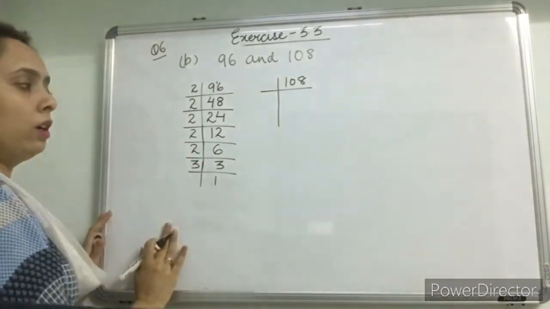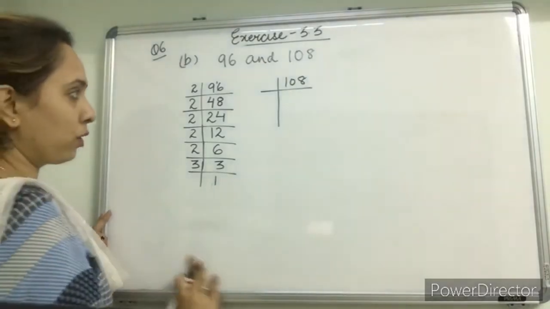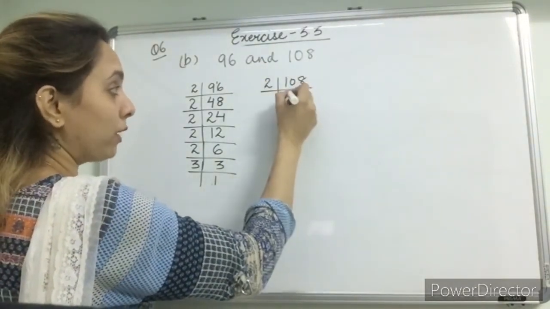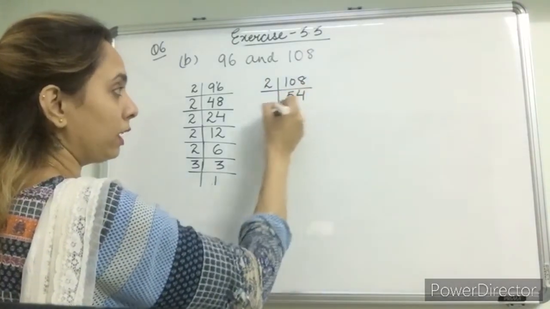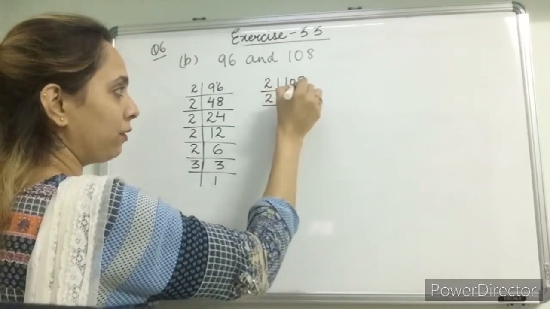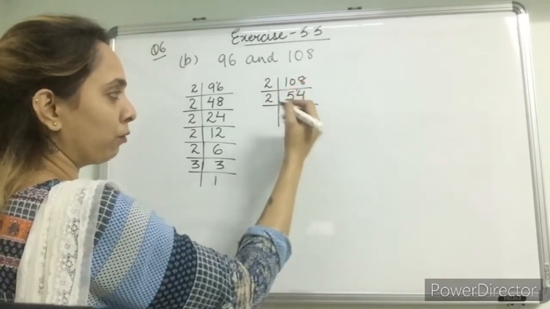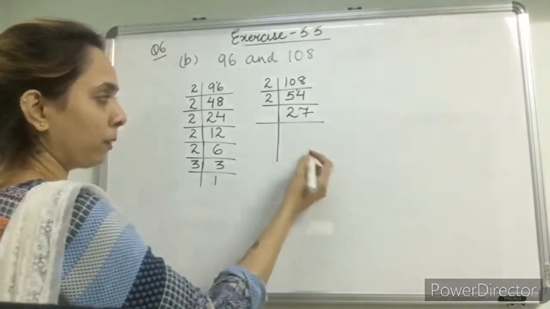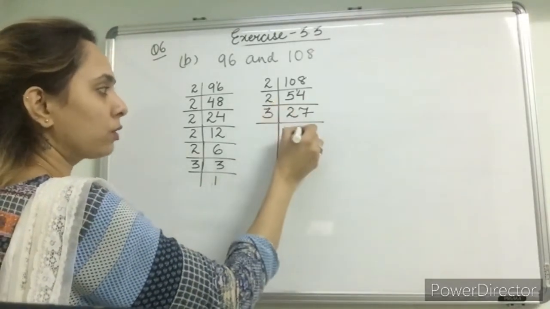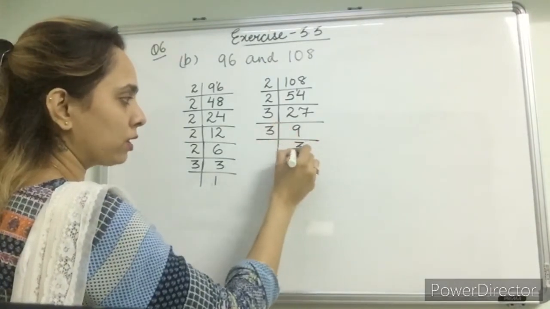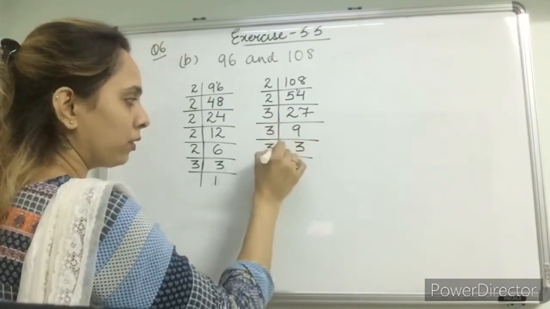So we are done with the prime factorization for 96. Let's go for 108. 2 5s are 10, 2 4s are 8. Again with 2. 2 2s are 4. 1 is left, which will be taken by this 4. It will become 14. 2 7s are 14. Now 27 is not divisible by 2. Let's go for 3. 3 9s are 27. Again 9 is divisible by 3. 3 3s are 9, and 3 ones are 3.